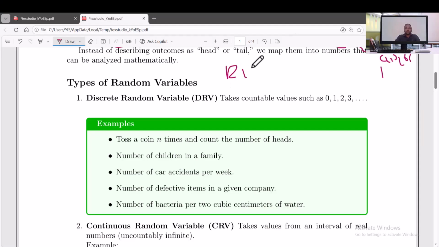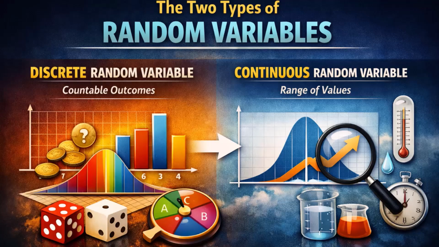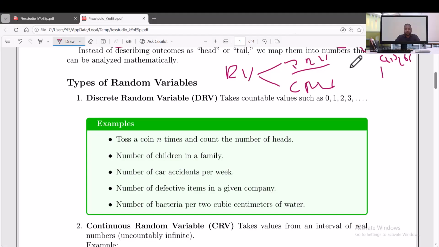A random variable, as it is quantitative by its nature, can be divided into discrete random variable and continuous random variable. What is a discrete random variable? A discrete random variable is nothing but a variable that takes countable values such as 0, 1, 2, 3. It can be finite or infinite. For example, tossing a coin n times, and if we define X to be the number of heads, then this X is a discrete random variable in this context.